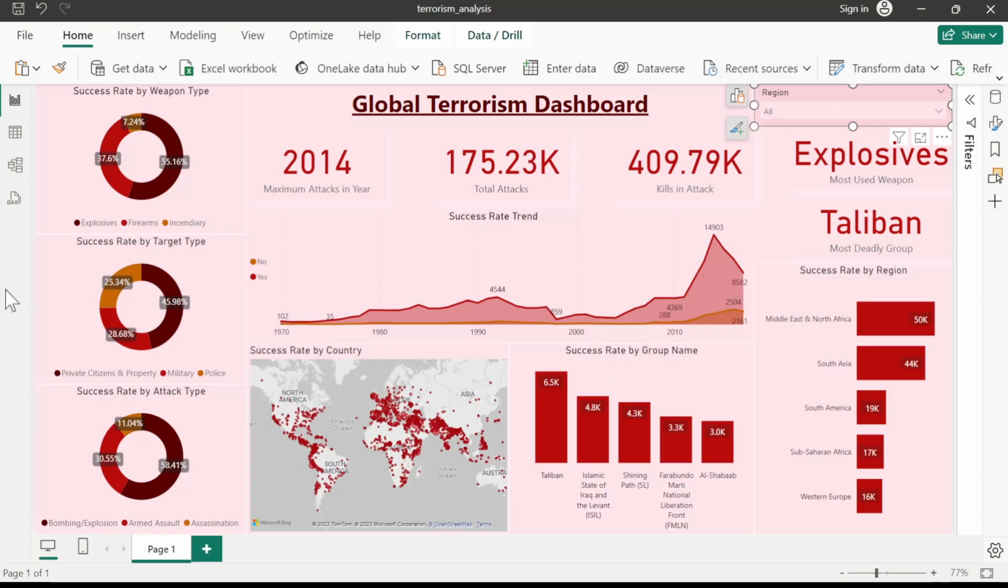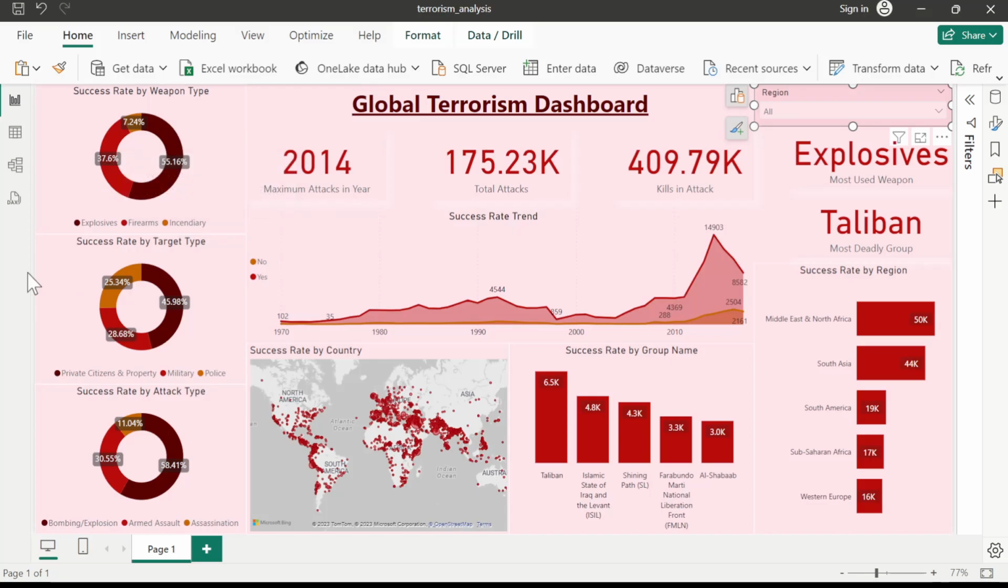As you see on the screen, I created three donut charts. First is the success rate by the weapon type. As you see, from the total proportion, explosives contain 51 percent, firearms 37%, and incendiary, which causes fire, is 7.24%.